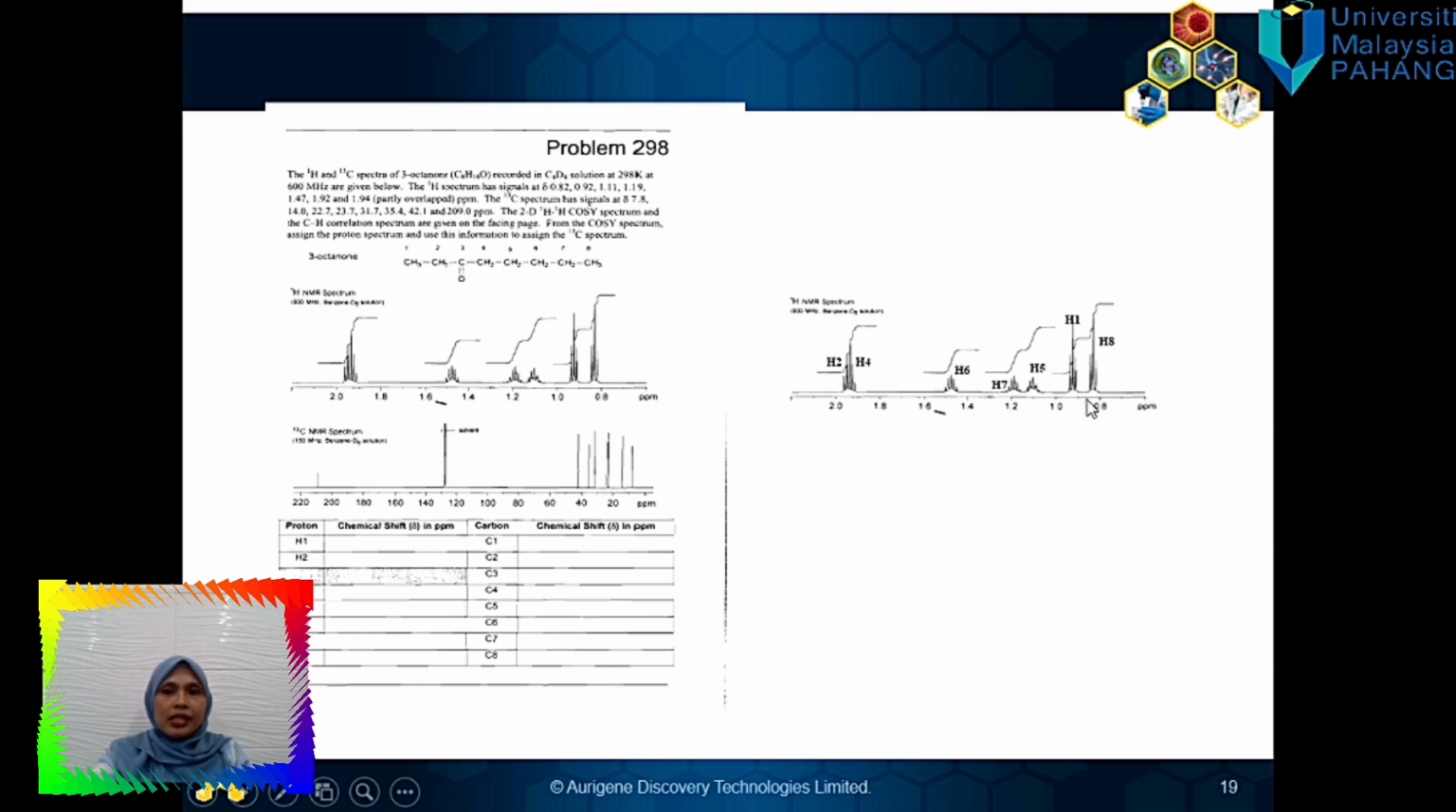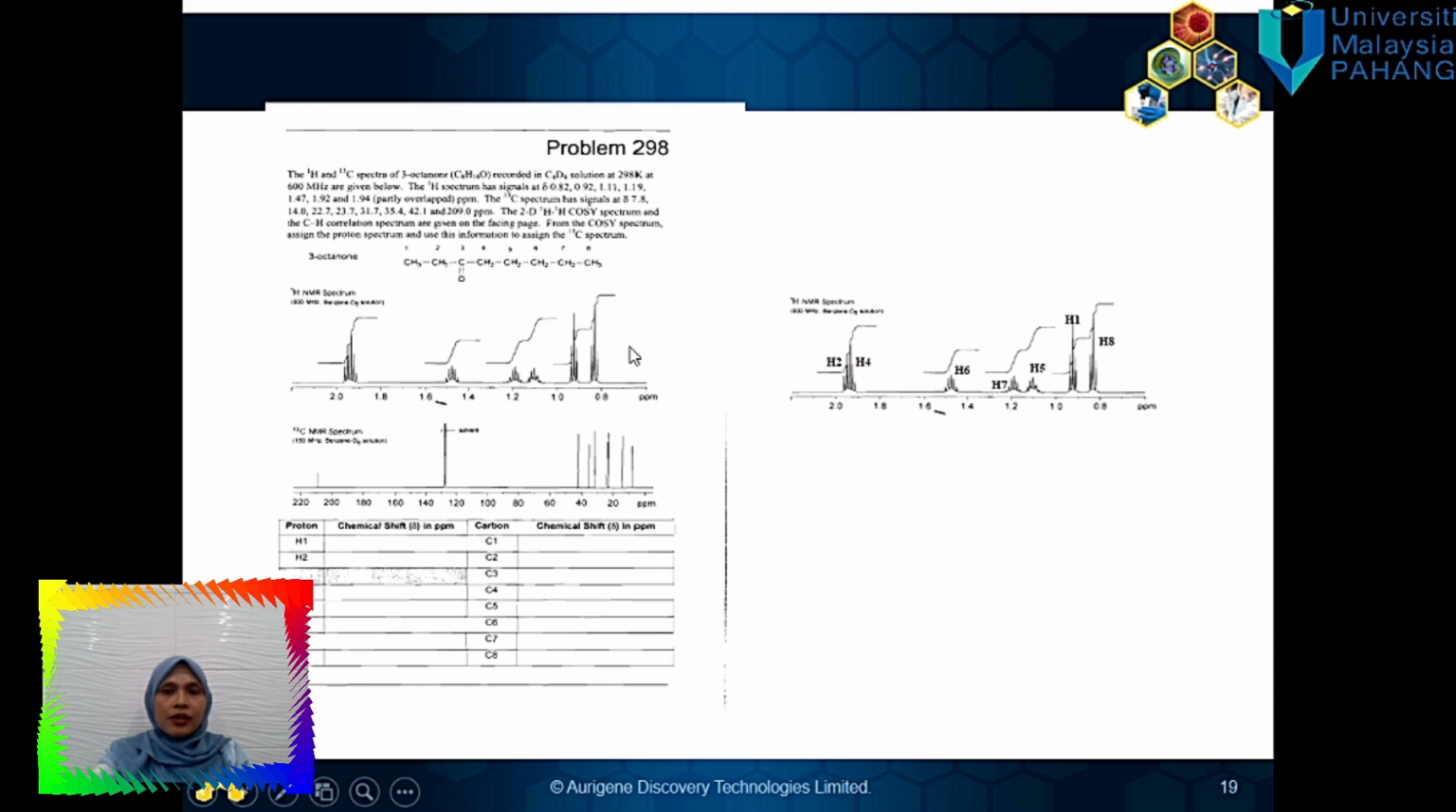How do I know which one is H1 and which is H8? Because of the chemical shift. Normally, the chemical shift for the methyl group, methyl protons, is around 0.821. So that's why these two are for the methyl. Methyl is CH3. In this structure, they have 2 CH3, H1 and H8. Which one should I label as H1, which one as H8?